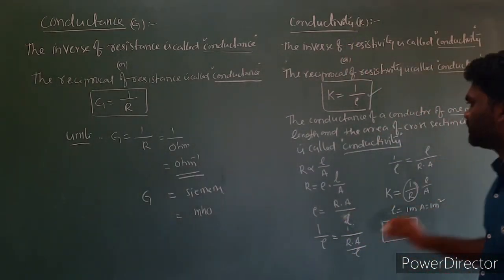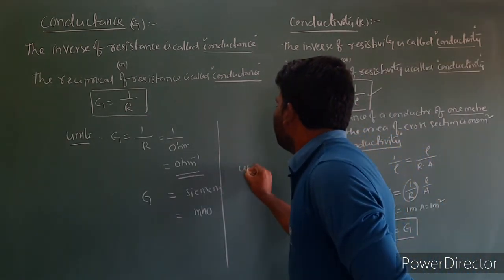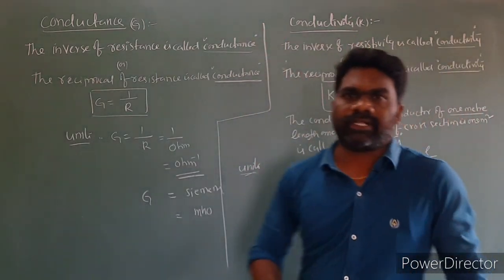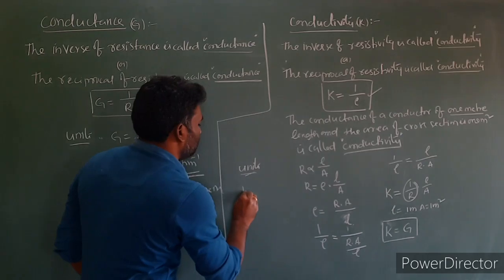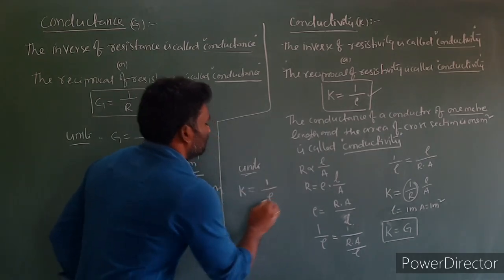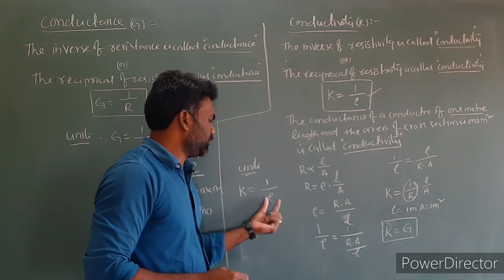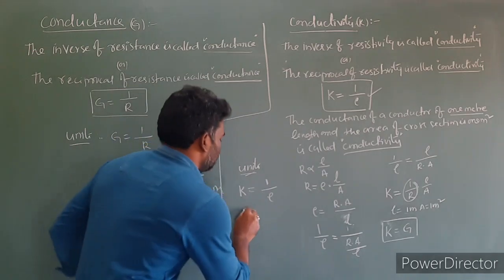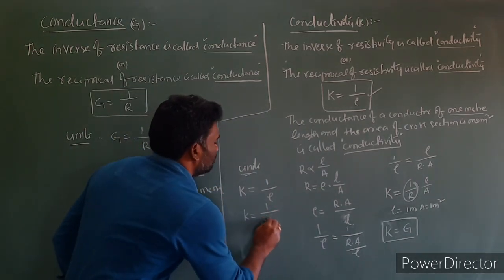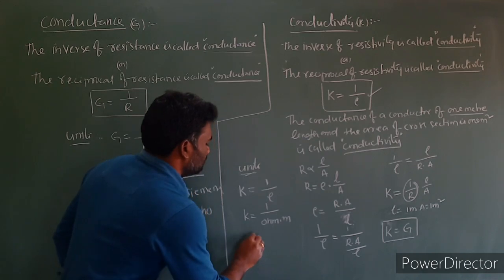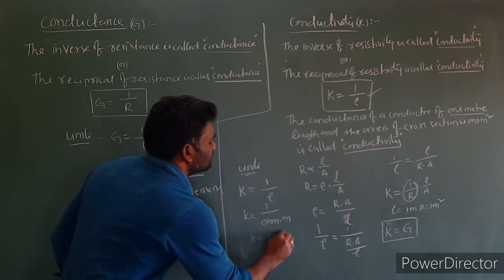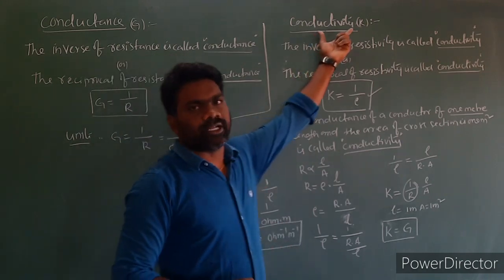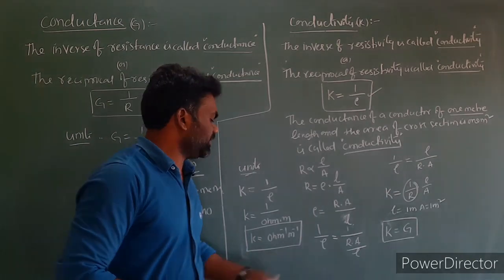Next, units. I am writing units here. Units of conductivity. We can take the formula K is equal to 1 by rho. Here rho is the resistivity. The unit of resistivity is ohm meter. So K is equal to 1 by ohm meter, that is, ohm inverse meter inverse. This is the unit of conductivity.